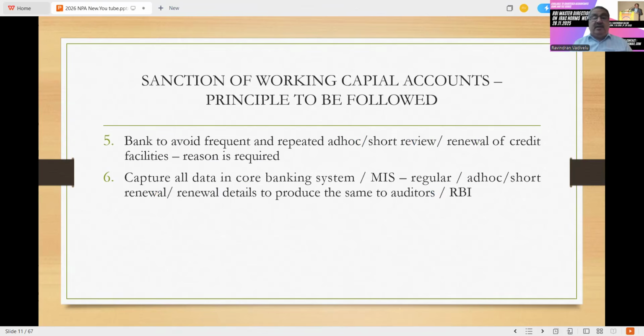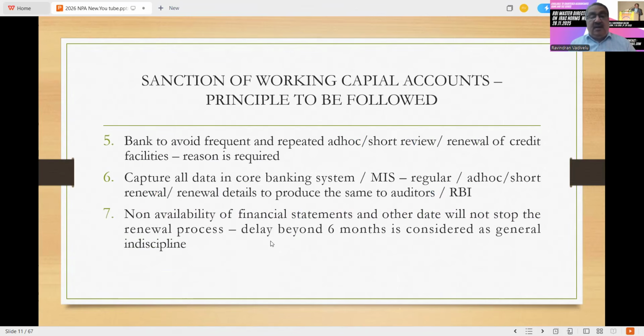This is a very important thing. That is, all the core banking system should capture all the master records correctly. This is what this master direction implies.